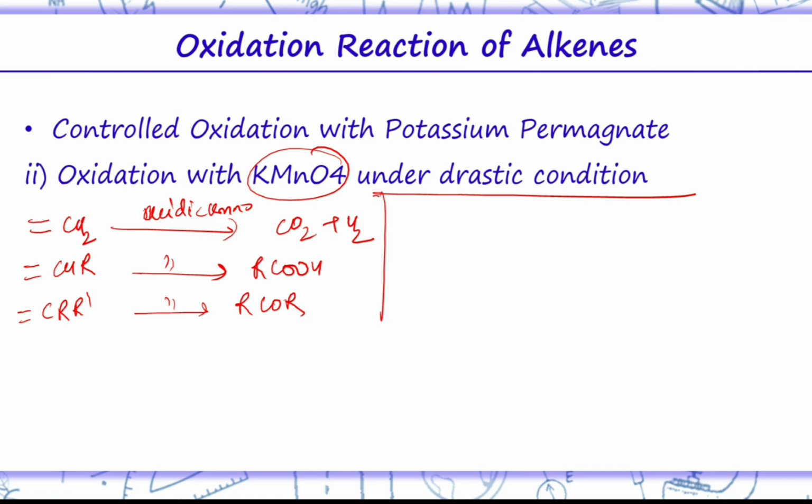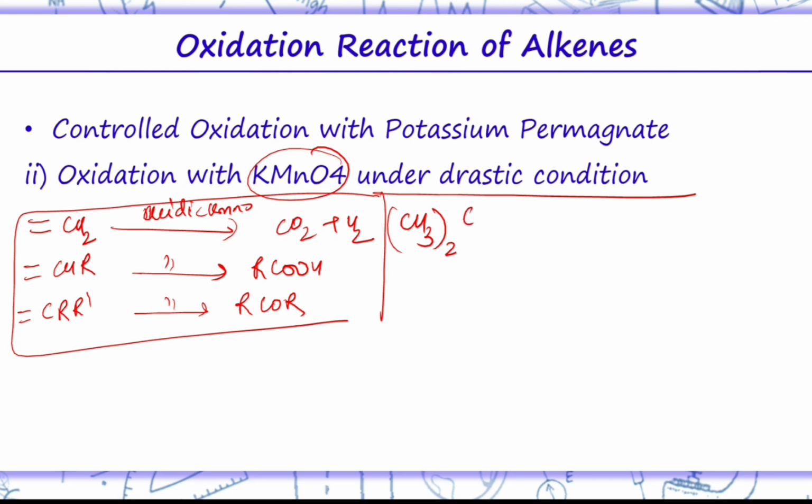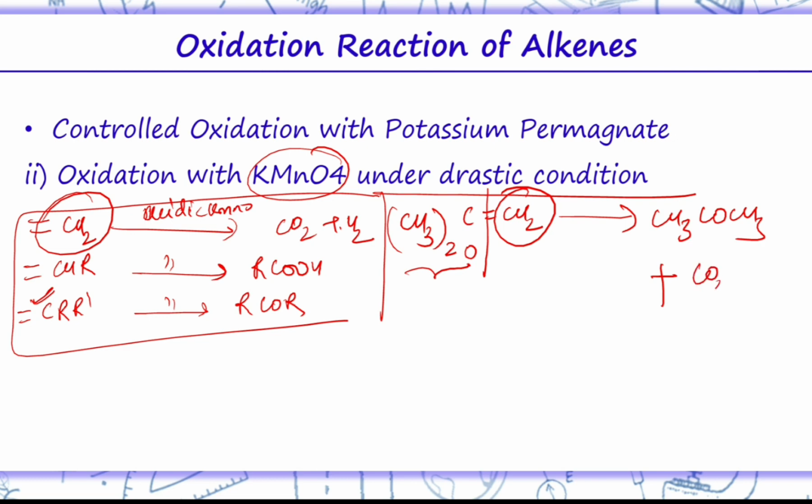Now this was the standard. Moving on, we are provided with (CH3)2C=CH2. So this bond will break. Here we can consider that two alkyl groups are attached to one carbon, so we will get CH3COCH3, the RR' ketone, plus this CH2, which will oxidize to CO2 plus H2O.